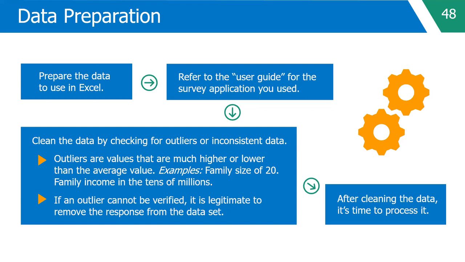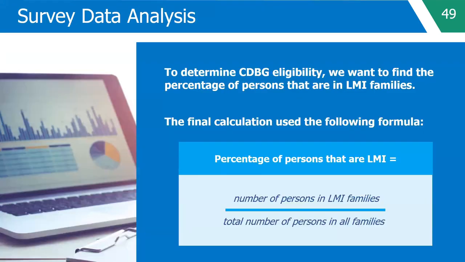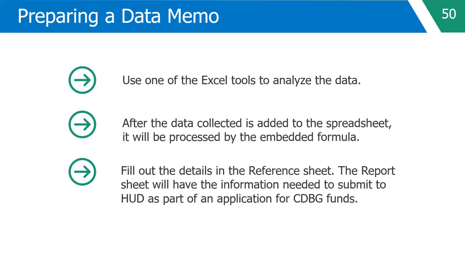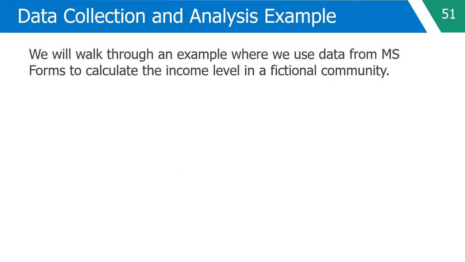So after you clean the data, it is time to process it. And this is the calculation. We showed this to you before, and I'll just go ahead and skip that. And then at the end of your survey work, you're going to want to prepare a data memo. This can be done using one of the Excel tools provided in the Income Survey Toolkit. You can copy the data into the spreadsheet and it will process this using an embedded formula. And I'm going to show you how this works right now.